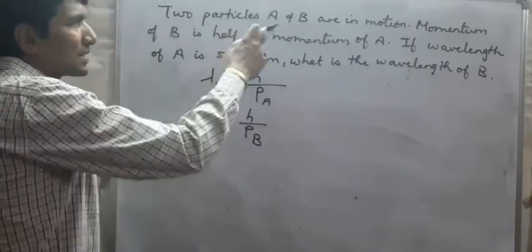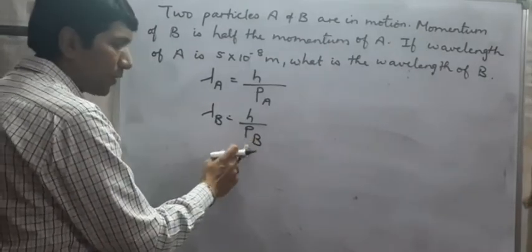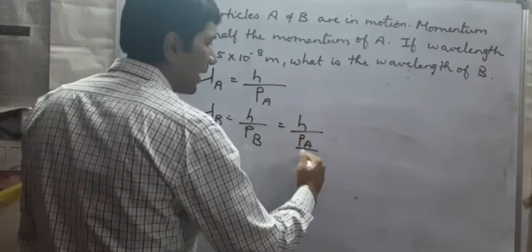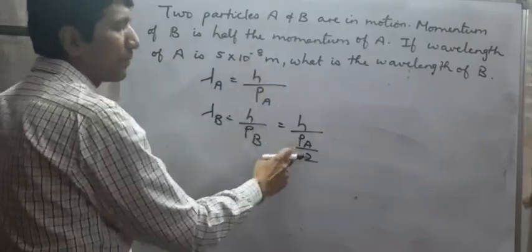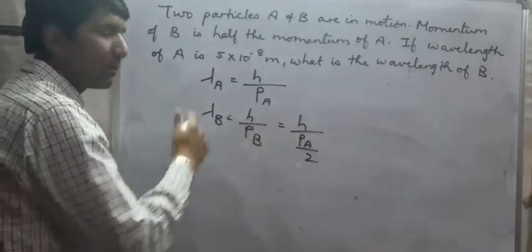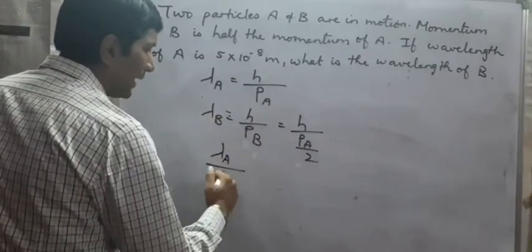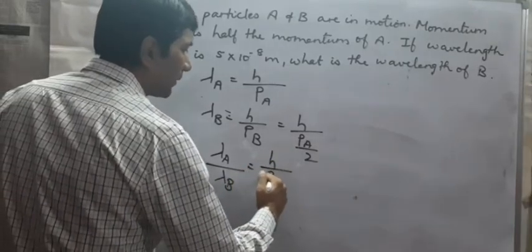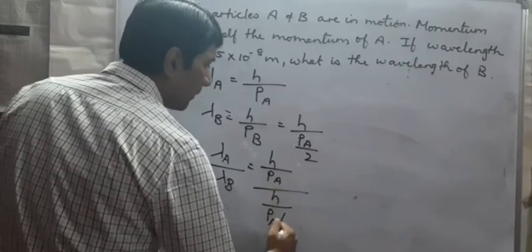Now see, as per the given question, the momentum of B is half the momentum of A. So for this part we can also write h upon PA by 2, because PB, the momentum of B, is half the momentum of A. So we can also place it like this. Now what you need to do is take the ratio of the same, or compare the same. So here what you will write is lambda A by lambda B is equal to h upon PA whole upon h upon PA by 2.